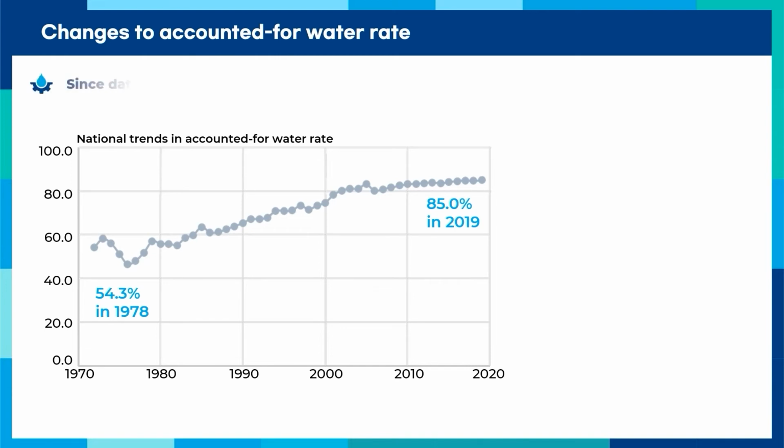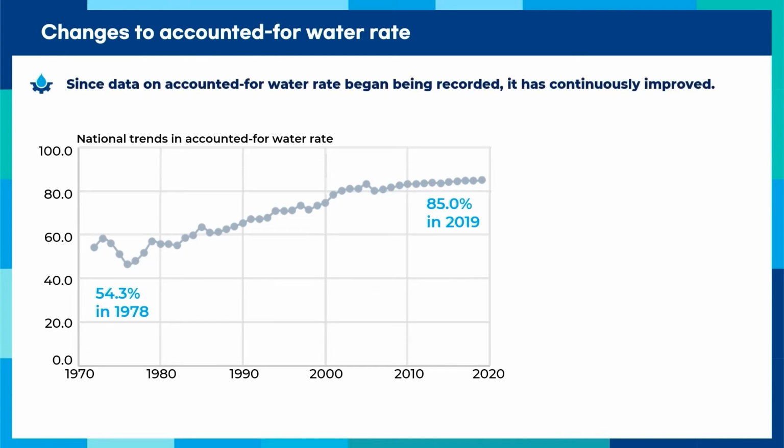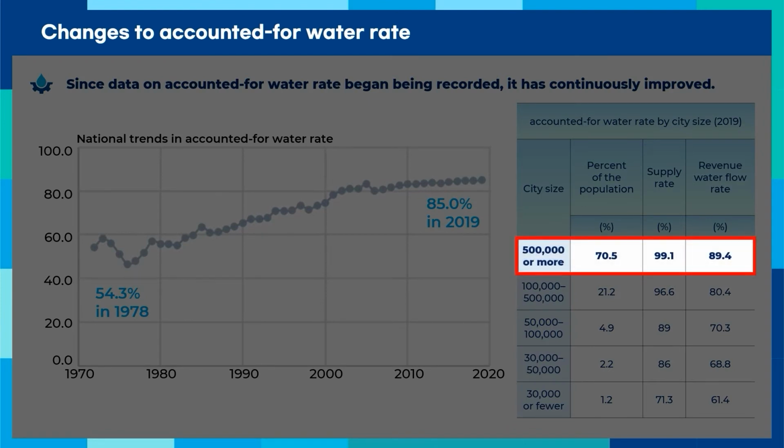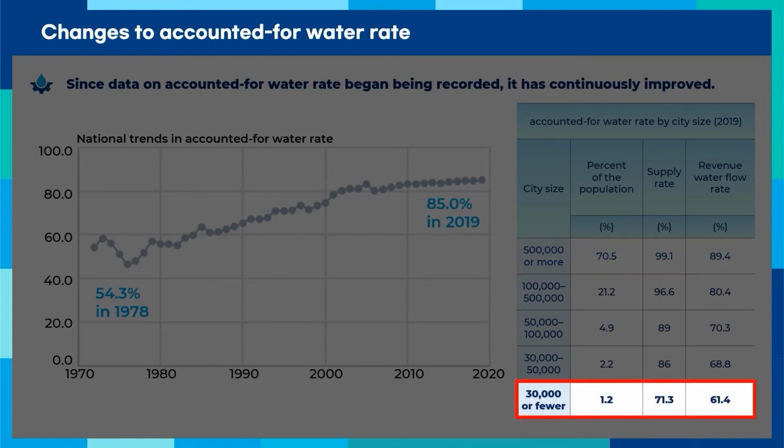However, it is understood that there are wide gaps between the accounted for water rates of larger and smaller cities. The government is supporting modernization work on the water supply with a focus on cities with low accounted for water rates. As you can see on the chart, cities of over 500,000 have an accounted for water rate of 89.4% and very low leakage rates, while very small cities of under 30,000 still have an average accounted for water rate of only 61%. The government is promoting modernization of the water supply with a focus on these cities.